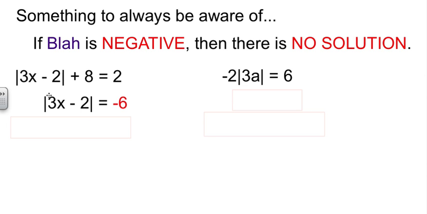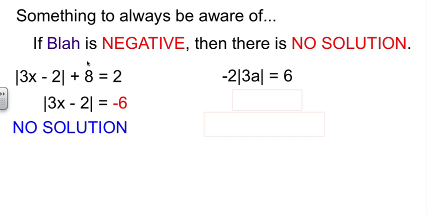Now I've got absolute value of stuff equals a negative 6. Remember what absolute value is. It's positive. Or it's at least not negative. It might be 0, but it's at least not negative. So I have something that's not negative equals a negative number. Not this week. No solution. But notice how they disguised it.